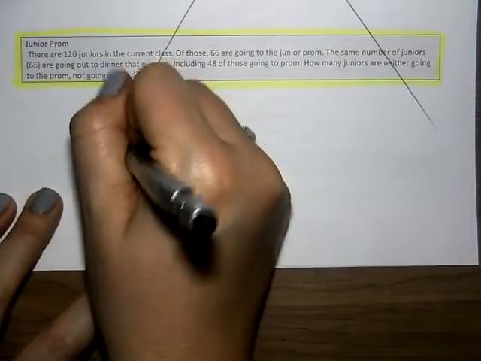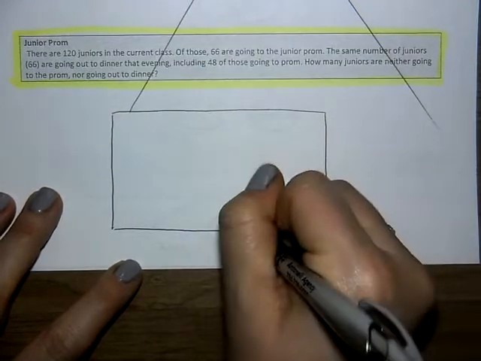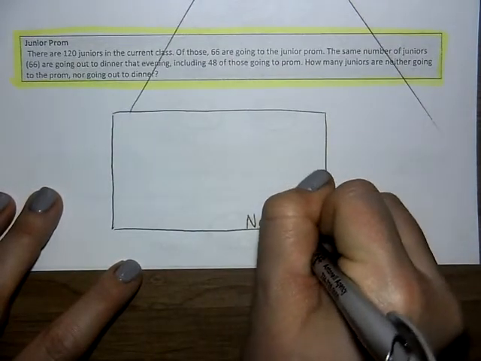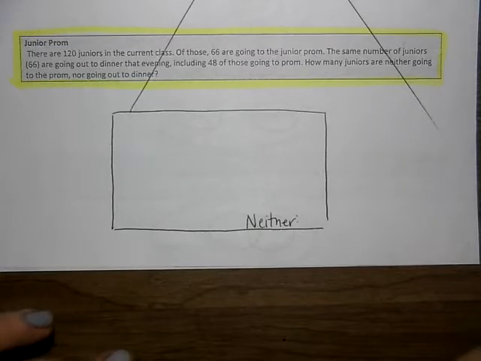I noticed that you're talking about junior prom and that there are these two events going on. There's prom and then there's dinner. And so those would be my subcategories. But then there are people that are going to fall into neither. So that's my big category, where nothing happens. So I'm just going to put a box here and label that with neither. This represents the people that are not going to do either one of these things. And then the two categories that I have are dinner and prom.